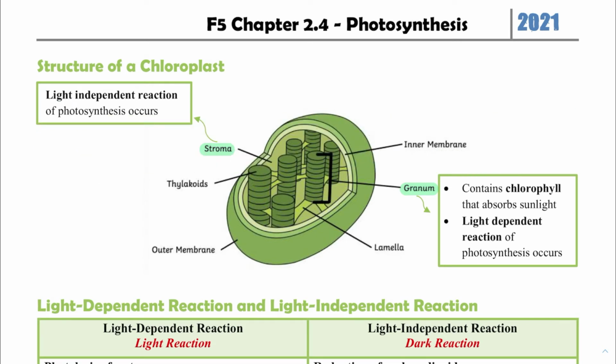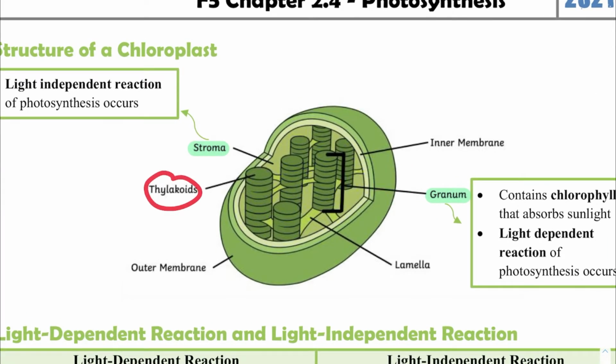So, structure of the chloroplast. As you can see, I already highlighted the two main parts of the chloroplast, the stroma and the granum. The granum, as you can see over here, is made up of a stack of pancakes, and each of these pancakes is called a thylakoid. So a lot of thylakoids stacked will form a granum.